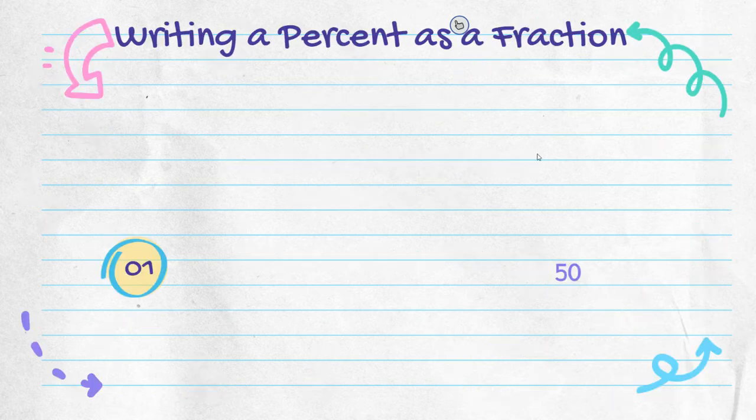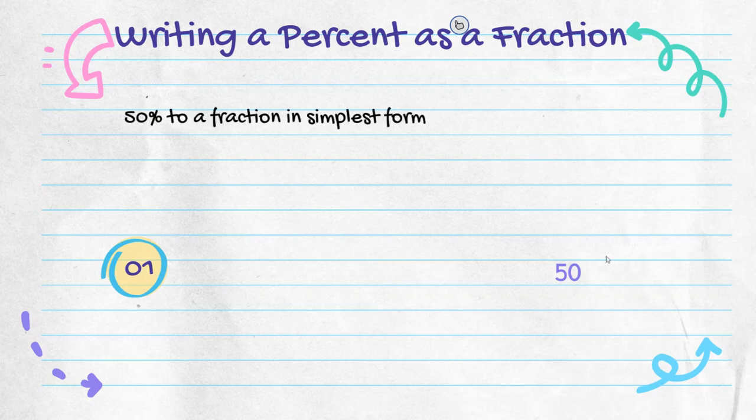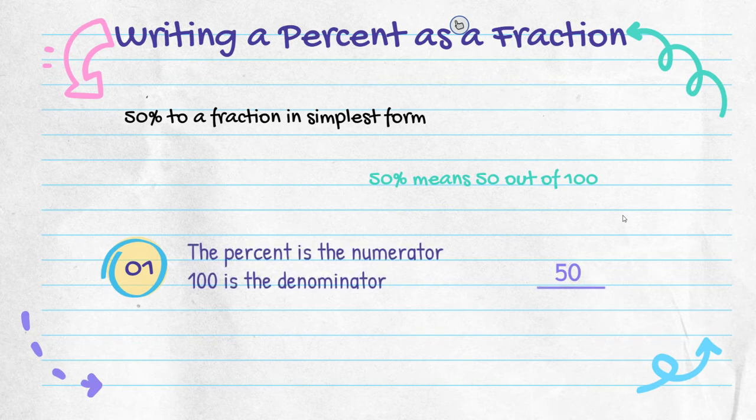So, writing a percent as a fraction. If I have 50%, I want to write this as a fraction and of course put it in simplest form like we do all our fractions. So 50% means we want 50 out of 100, because all percents are out of 100. So to write this as a fraction, there's really only two steps, and the first one is the only new step.